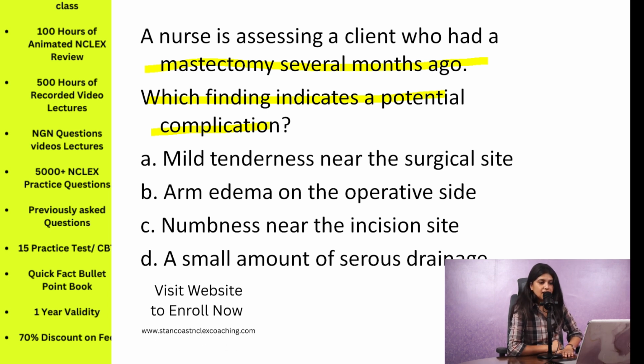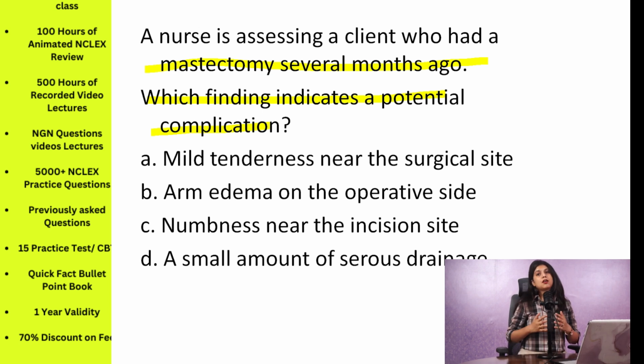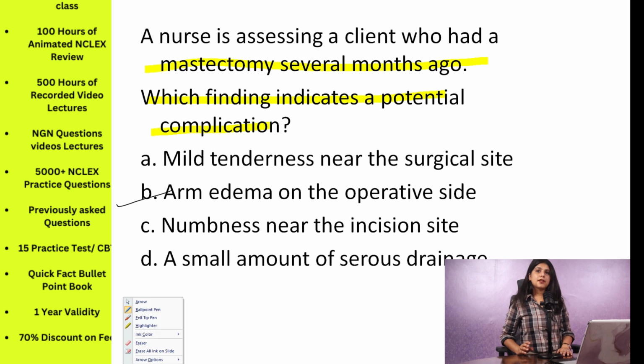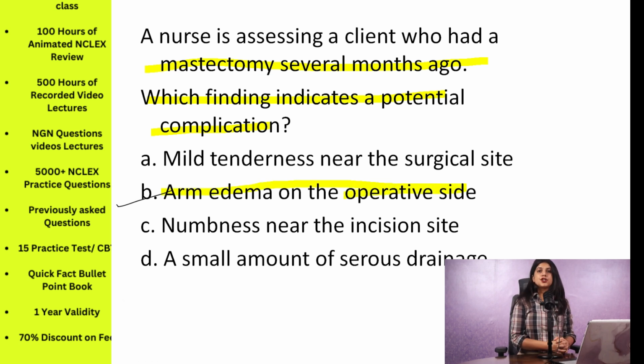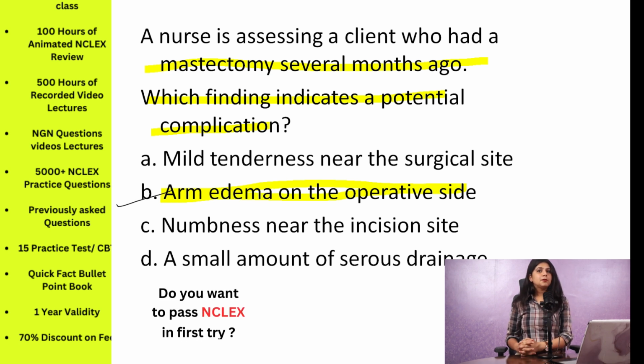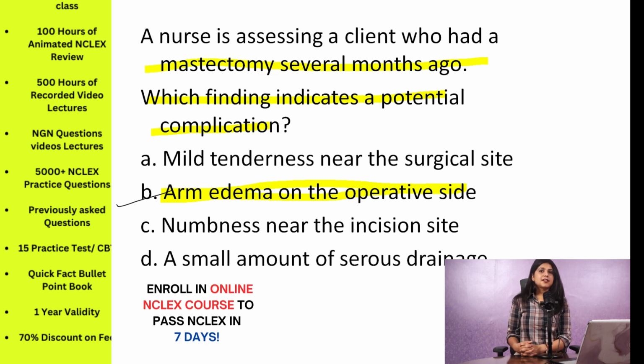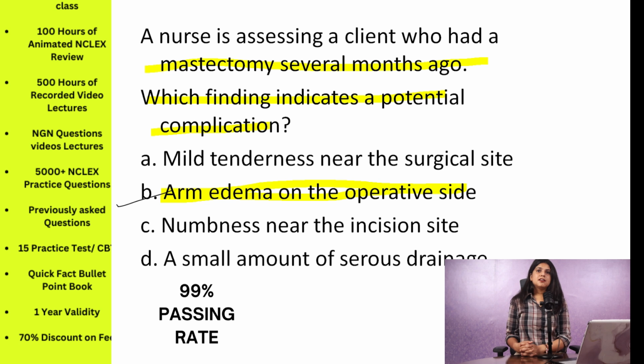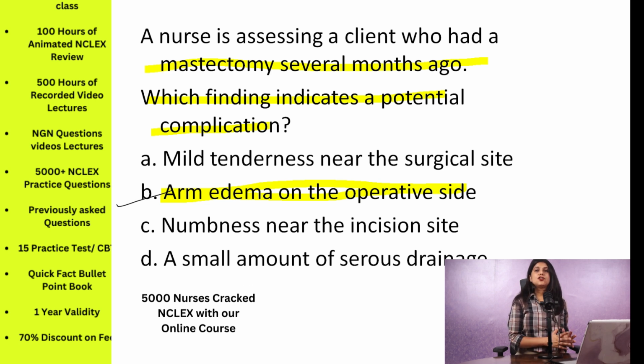Answer: B. Rationale: Lymphedema, or arm edema on the operative side, is a potential complication following a mastectomy. It results from impaired lymphatic drainage due to lymph node removal. It can occur immediately after surgery, or even months or years later. Mild tenderness and numbness are expected post-op findings. A small amount of serous drainage is normal during the healing process.